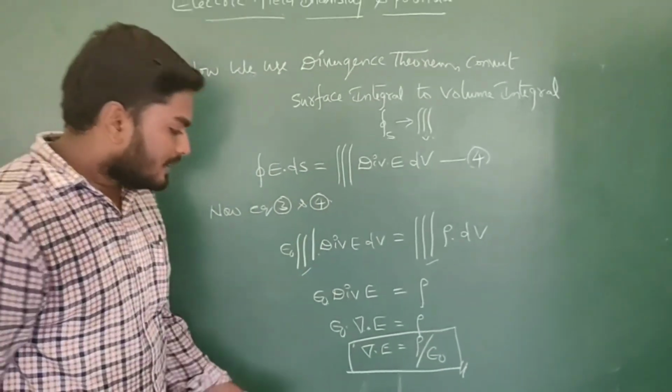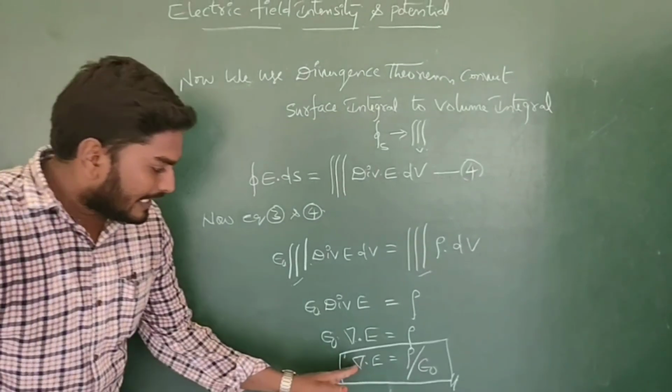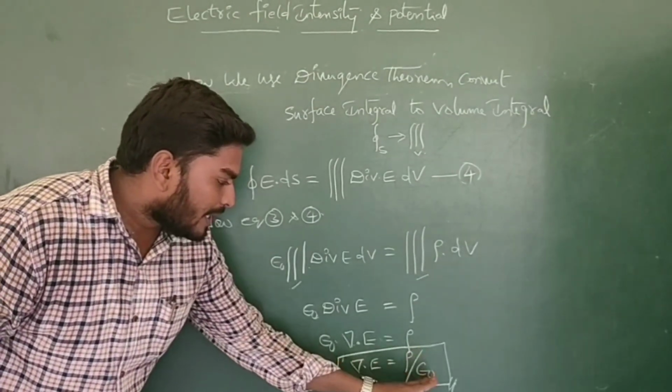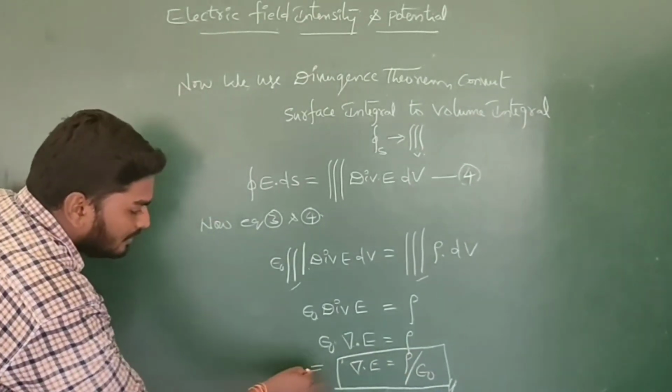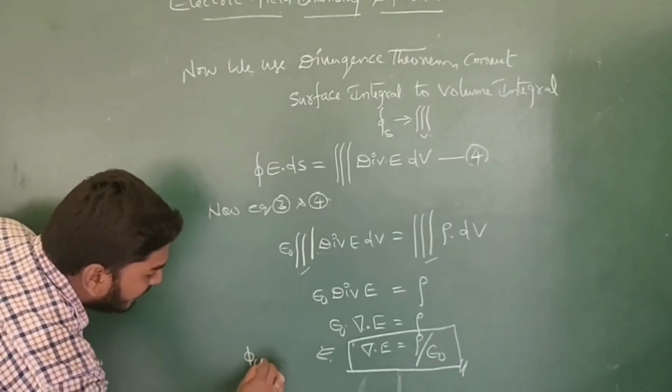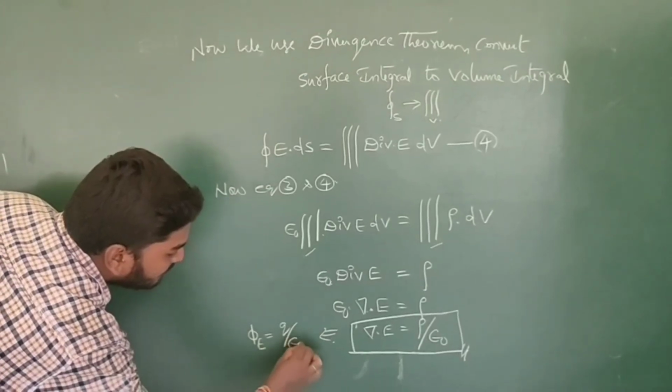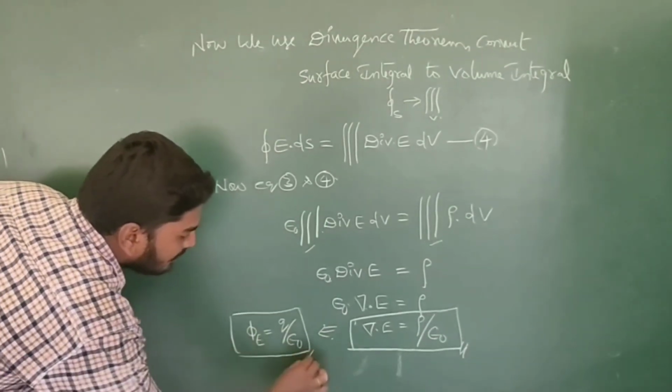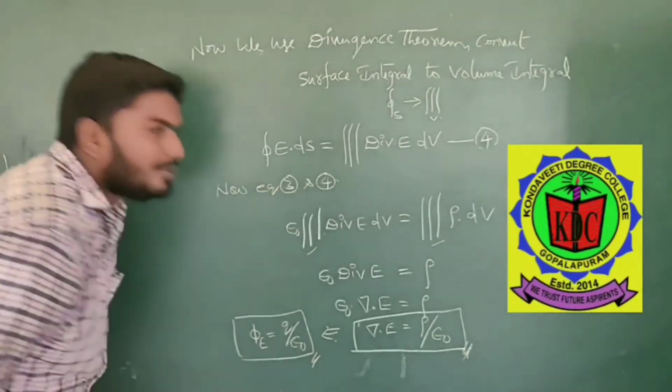In this lecture: del dot E equals rho by epsilon naught is the differential form, and the integral form is flux φ equals q by epsilon naught. This is Gauss's statement. Thank you for listening.